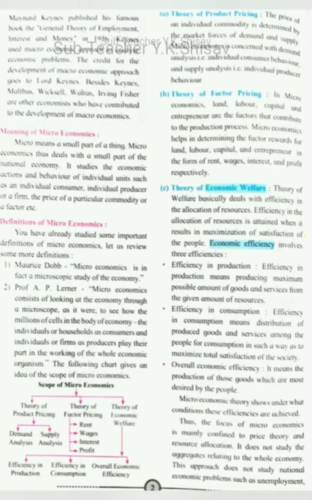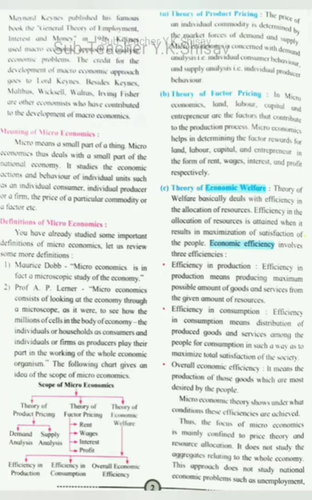Second, theory of factor pricing. In microeconomics, land, labor, capital, and entrepreneur are the factors of production. That means these are factors of production: land, labor, capital, and entrepreneur, so that they contribute to the production process. Microeconomics helps in determining the factor reward for land, labor, capital, and entrepreneur in the form of rent, wages, interest, and profit, respectively. This is the theory of factor pricing.